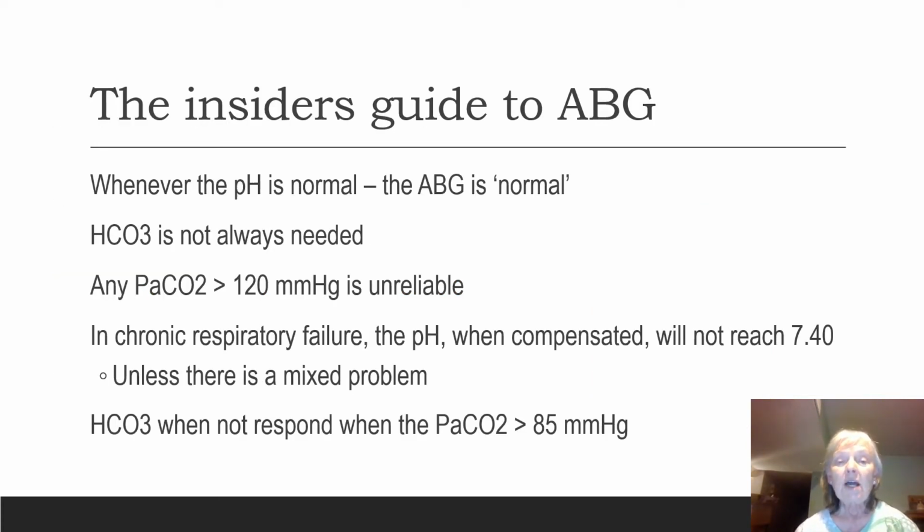So again, the Insider's Guide to ABGs. Whenever that pH is normal, the ABG is normal. Don't let somebody talk you out of this. If your pH is 7.35, that's a normal pH. That ABG is normal. This is what we're trying to normalize. We need to get that pH within that normal range, and once we do that, it will take care of the CO2 for us. It may take your CO2 a couple of days, maybe a little bit longer in some cases, to come back in range, but as long as that pH is within the normal range, we shouldn't have a problem with our patients. You don't need the bicarb.